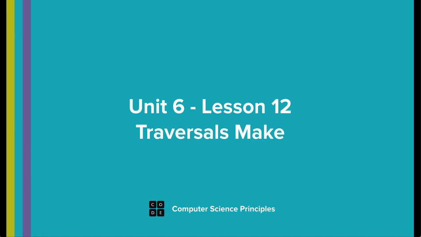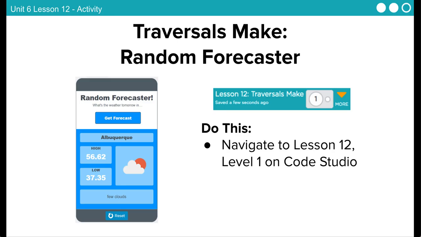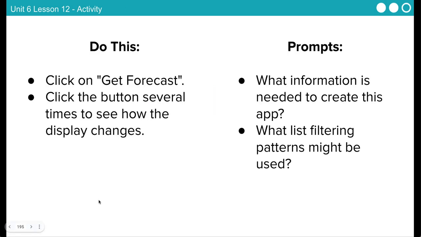For the activity, we're just going to jump right in. Go to Lesson 12, Level 1 on Code Studio, and you're going to explore this app. Click on Get Forecast. Click the button several times to see how the display changes and what information is needed to create this app, and what list filtering patterns might be used. Then you're going to recreate the app.